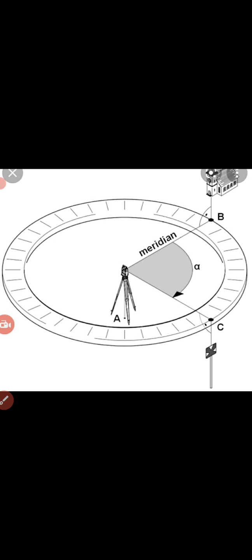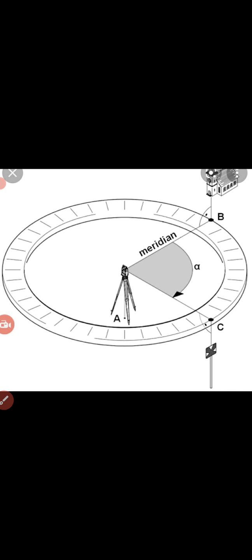lower clamping screw, and for fine adjustments you can use the lower tangent screw. Now unclamp the upper, turn the telescope towards B, sight B accurately, clamp the upper, and for fine adjustments you can use the upper tangent screw. Note down the reading. Loosen the lower clamping screw, loosen the upper clamping screw, turn the telescope and sight to C again, and clamp the lower.